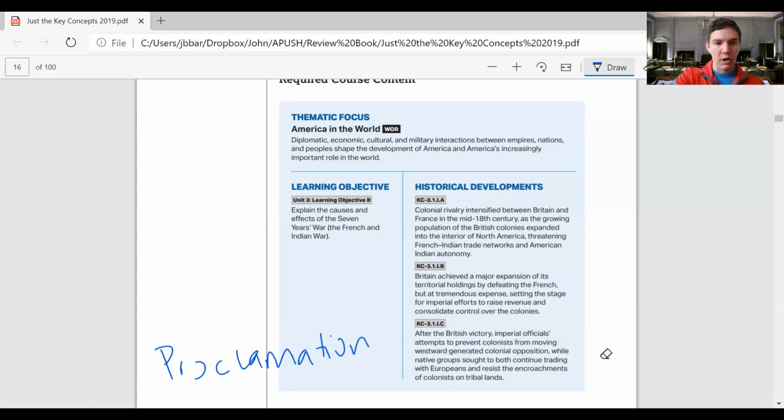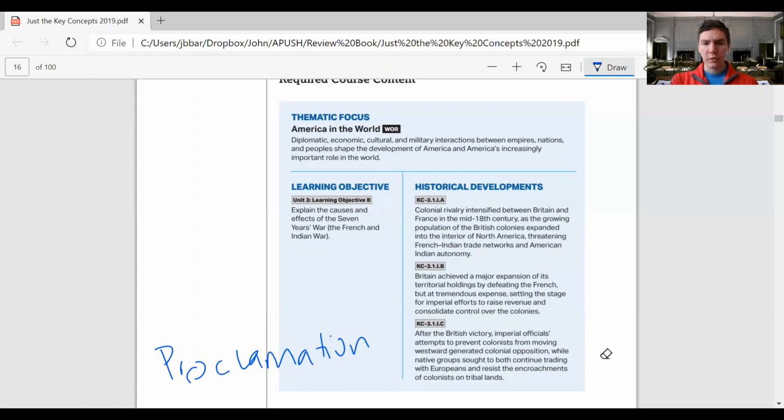People cannot cross the Appalachian Mountains. That was trying to be a no. They couldn't go across the Appalachian Mountains, and that's because the British didn't want to pay for all of the soldiers to protect civilians from the Native Americans in the Ohio River Valley.